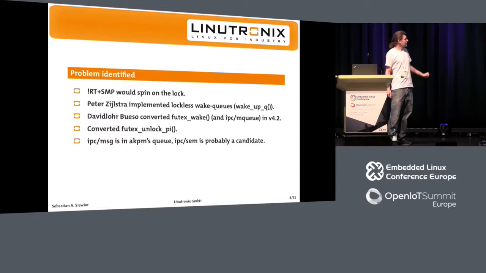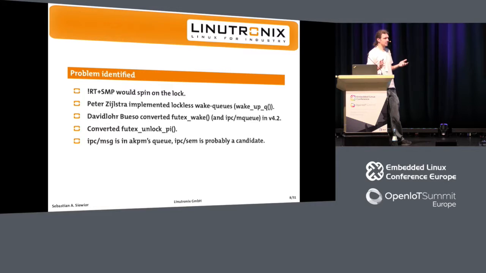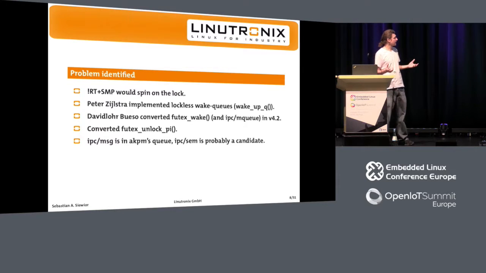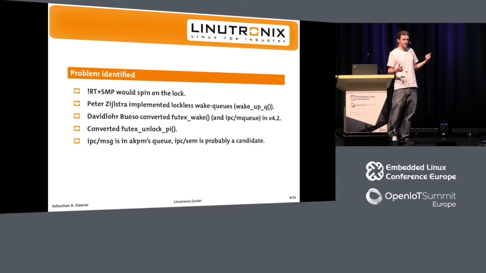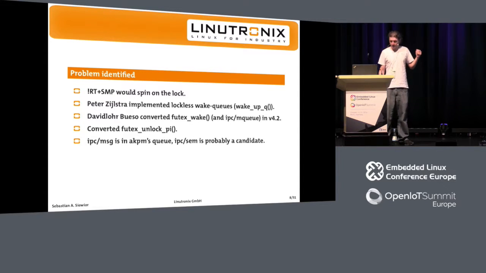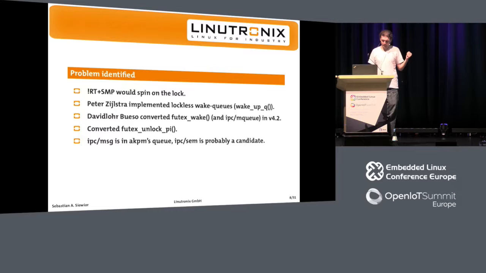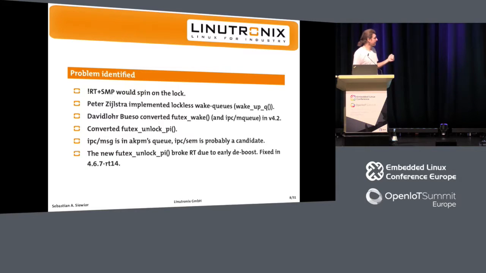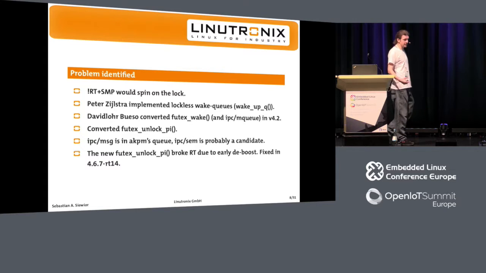And as of today, we got IPC MSG merged, and the patch I posted and merged has performance numbers, and you see we got something like 10-15% on a slower AMD box, which improved things after the lockless wakes. And to follow the spirit of breaking FUTEX while sending patches, the FUTEX unlock PI broke RT due to the early deboost. I didn't notice it in early testing.